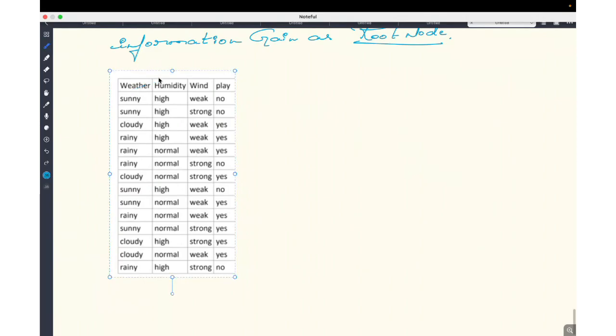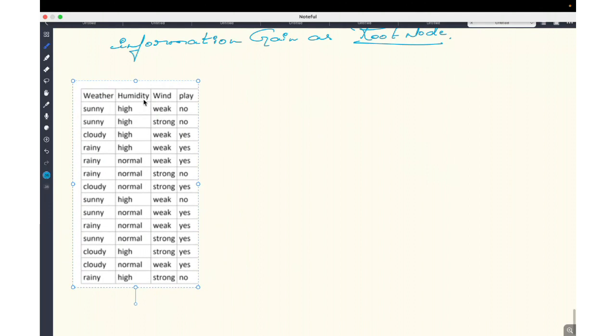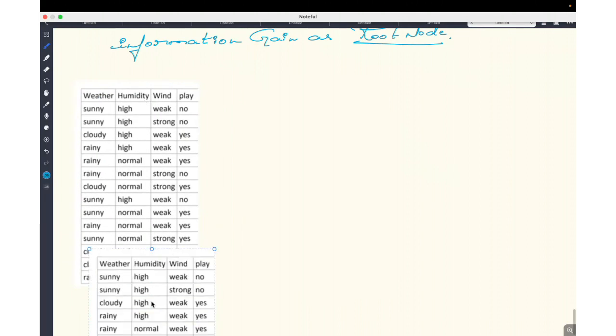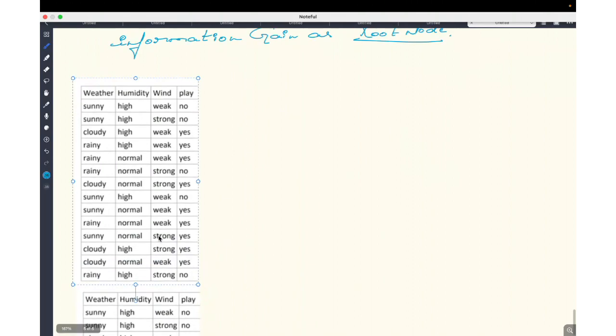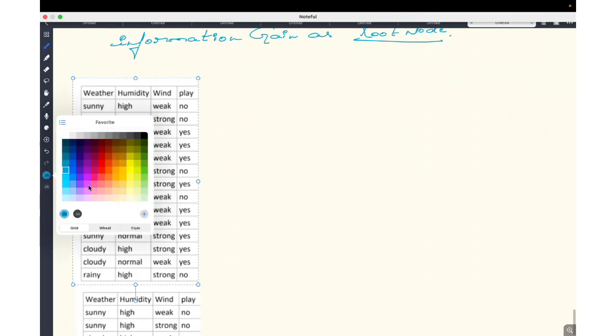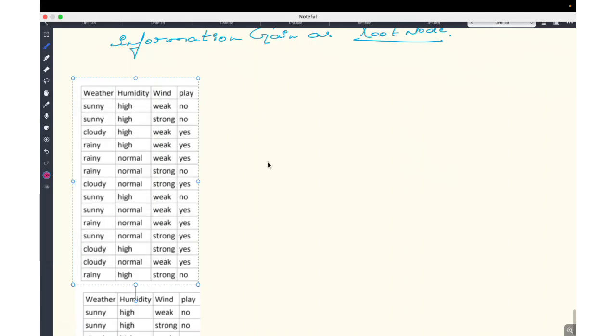Okay, so this is a data set. So we'll start step by step. First, let's decide which is the target column. Basically, the problem statement is very simple. If the weather is sunny, humidity is high, wind is weak, can the child play? You have to build a decision tree which helps in making the decision whether the child can play or not based on weather, humidity and wind. Okay?